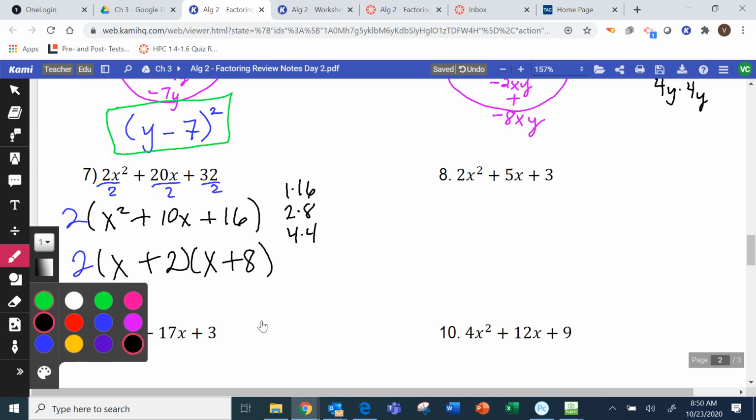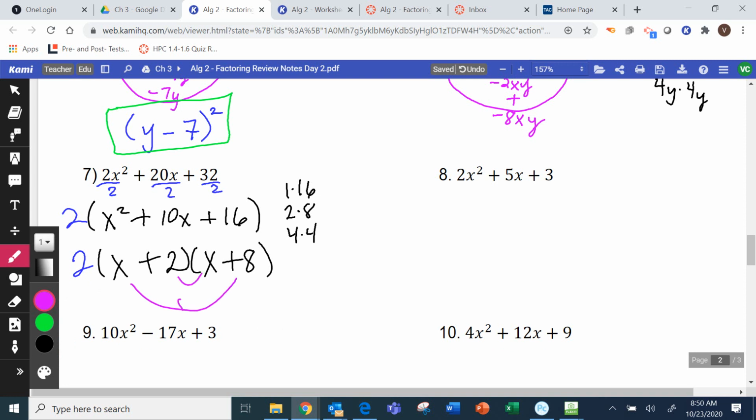Are you having too much fun factoring? Yes. You answered that wrong. Wait. It's not too much fun. It's just fun. I don't know what I was going to say. Never mind.